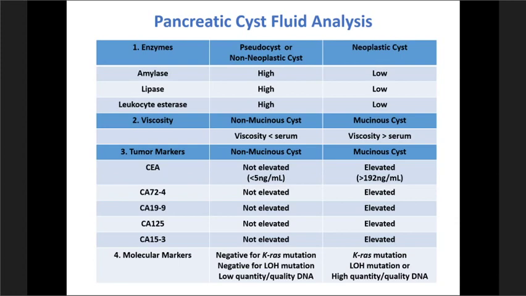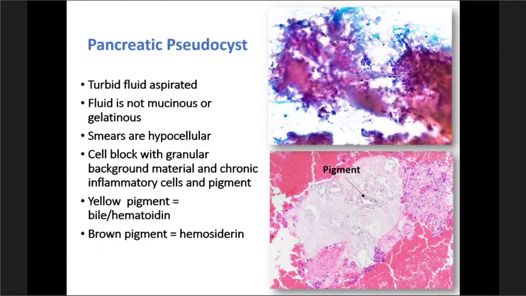So pancreatic pseudocyst, remember, turbid fluid will be aspirated. As you can see, this is all just very granular appearing background in this aspirate with some macrophages in the background, some granulation tissue. Similarly, this is the cell block giving you a very nice example of what a granular background with macrophages, both having pigment within them, as well as granulation tissue in the background.